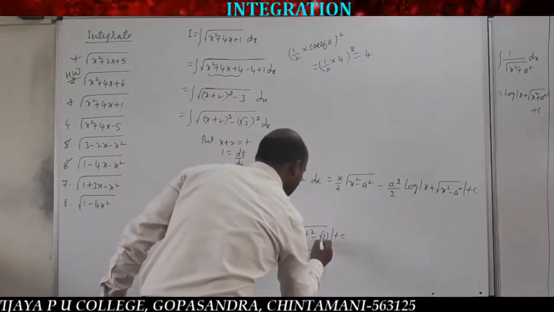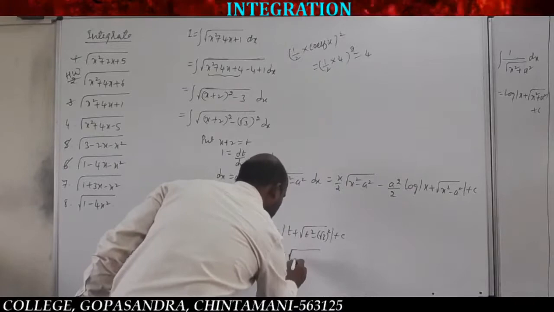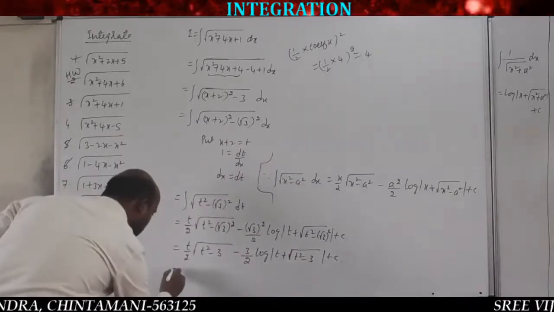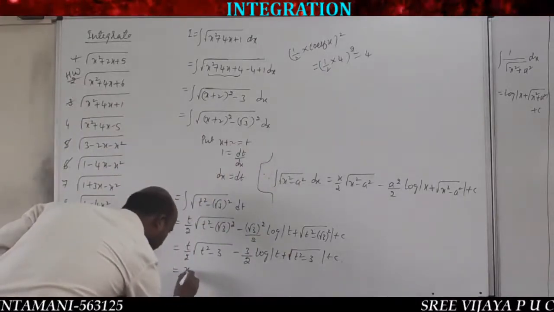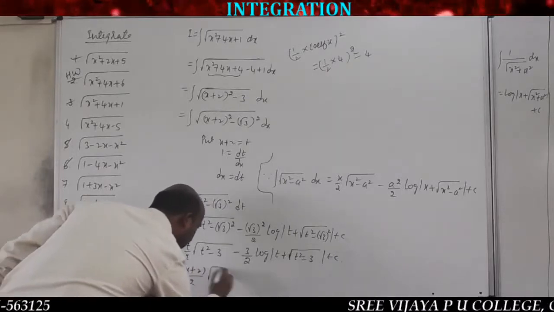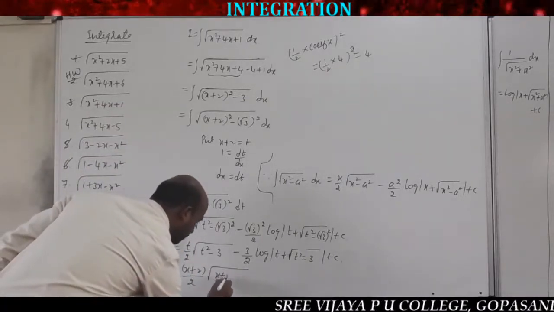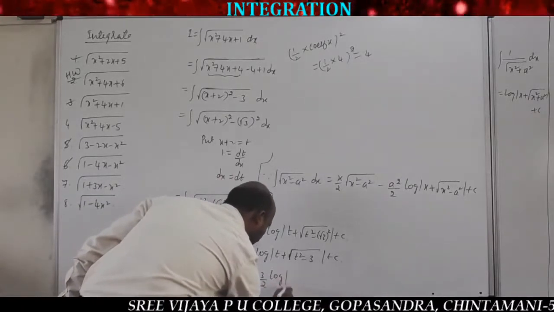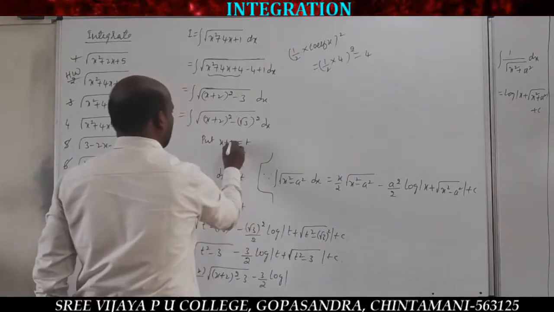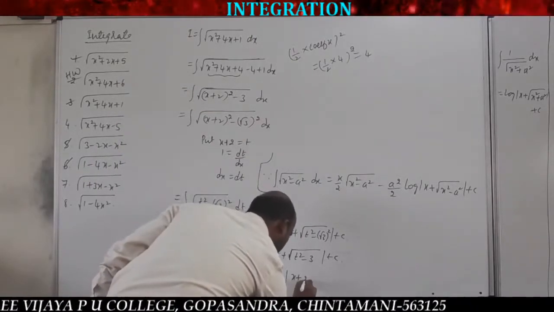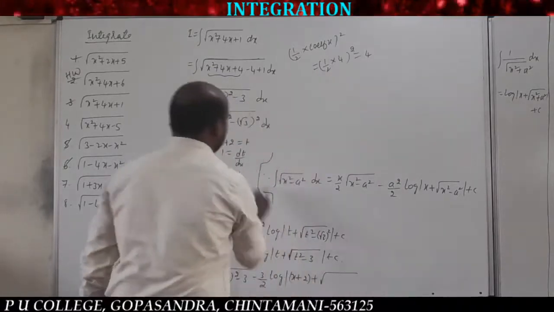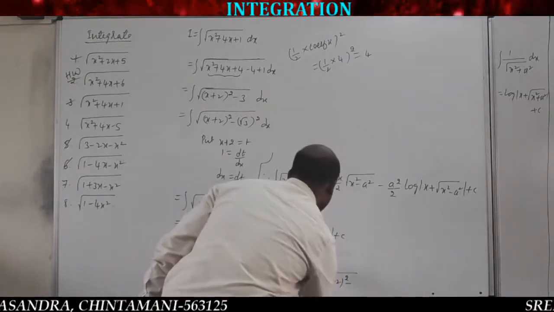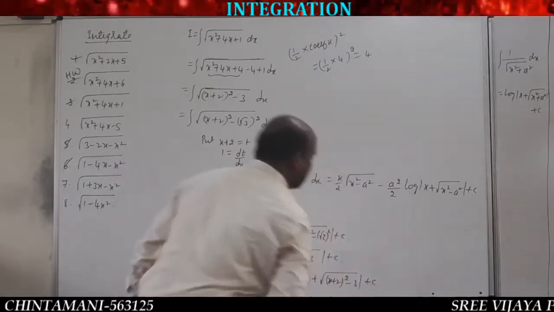So root of t square minus 3 plus c. What is the value of t? The value of t is x plus 2. It is x plus 2 by 2. So this is x plus 2 whole square minus 3, minus 3 by 2 log of modulus of, the value of t is x plus 2, x plus 2 plus root of t square. T square is x plus 2 whole square minus 3, plus integral constant c.